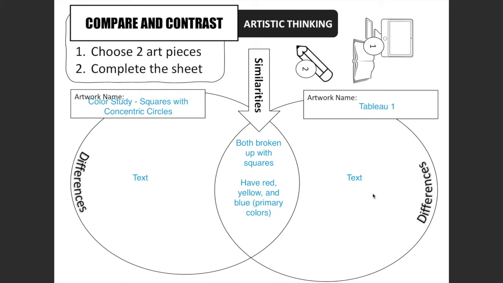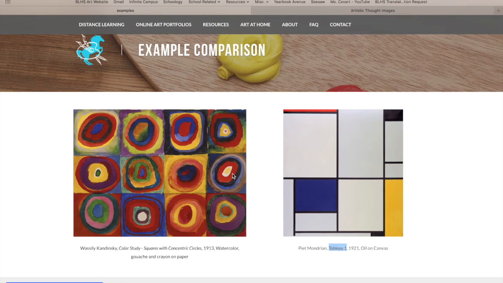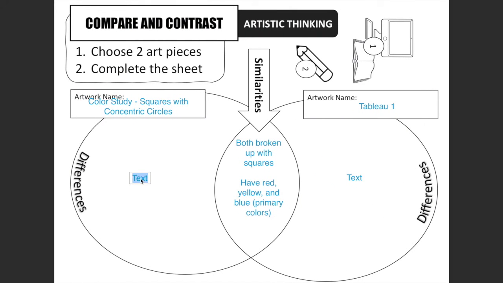Now I'm going to look at my differences. So what does Color Study have that Tableau 1 doesn't? Looking at that, I can already tell Color Study has these circle things, okay? Tableau 1 has no circles in it. It's all nice straight lines. So over here, one of the big differences is circle type shapes. They're not perfect circles, so I'm just going to call them circle type shapes.